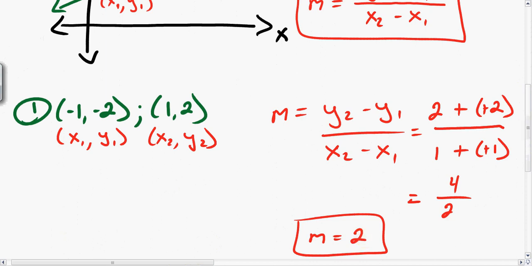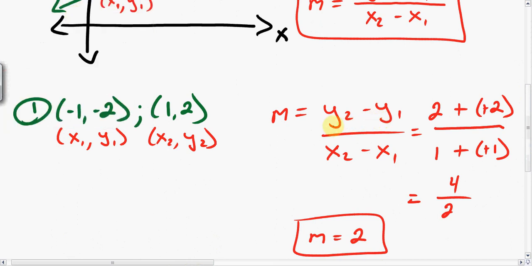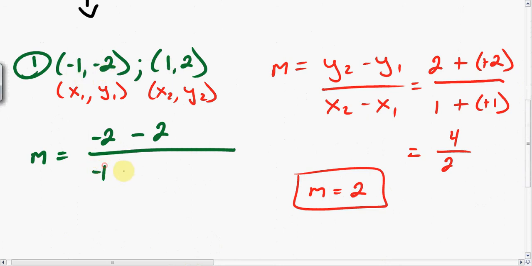And I'm going to show you the same problem, but just switching up the y2 and y1. Alright, originally I had this second point being my x2 and y2. So rather than leading with 2, I'm going to lead with -2. So it's going to be -2 minus 2. And remember what I said up above, that you always want to make sure you're leading from the same point. So if I led with -2, I don't want to lead with 1. I want to make sure I'm leading with -1. It's going to be -1 minus 1.